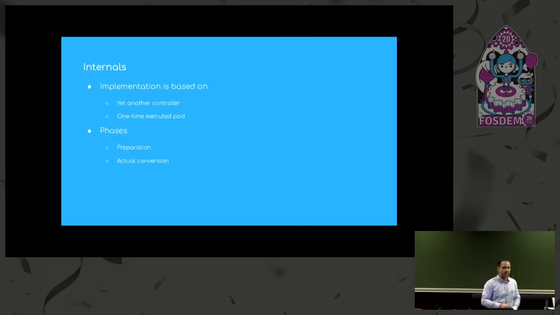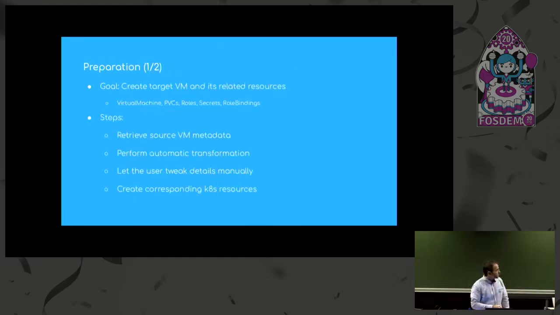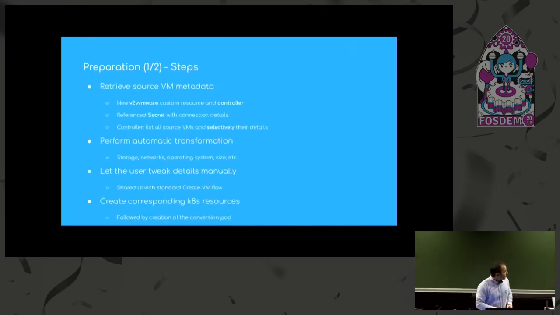If you are interested in more details, the process of the conversion can be split into two parts. One of them is the preparation, which is what you have seen in the user interface, and the other is the actual conversion: pulling, transforming, and placing the data in Kubernetes. The goal of the preparation phase is to create all the resources needed for the execution of the virtual machine and to start the actual conversion. For that purpose, there is a new custom resource and a corresponding controller to establish the connection to vCenter, download the data, and perform the communication with vCenter.